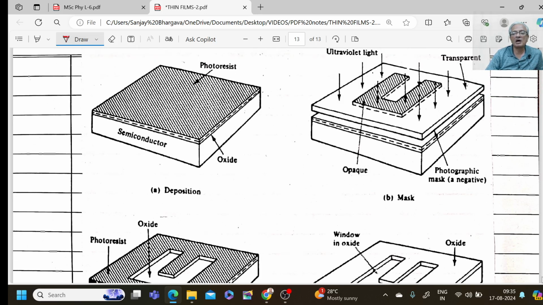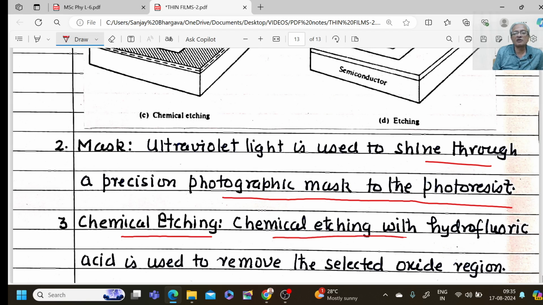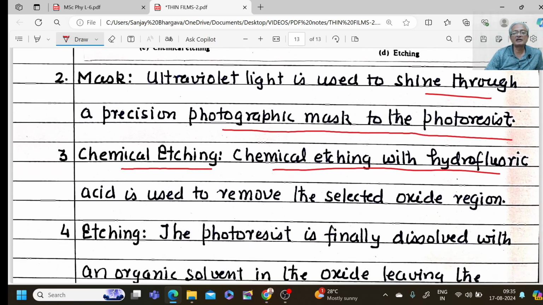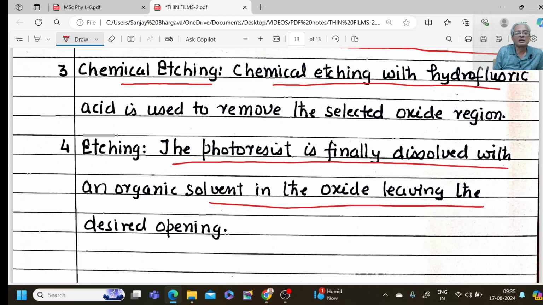Second part is masking. Ultraviolet light is used to shine through a precision photographic mask onto the photoresist. Then the third part is the chemical etching. Chemical etching with hydrofluoric acid is used to remove the selected oxide region. And the fourth part is etching. The photoresist is finally dissolved with an organic solvent, leaving the desired opening in the oxide. That is how we fabricate MMICs.